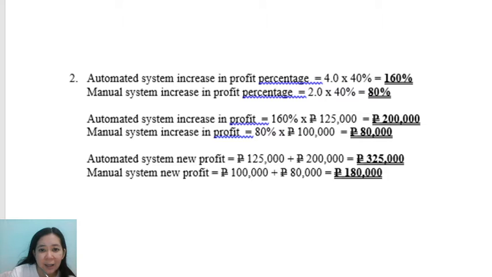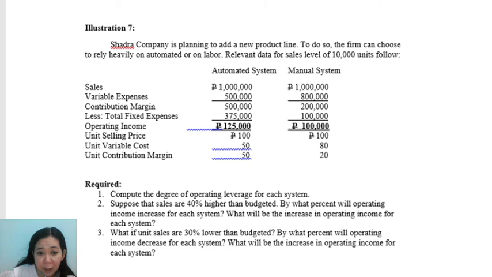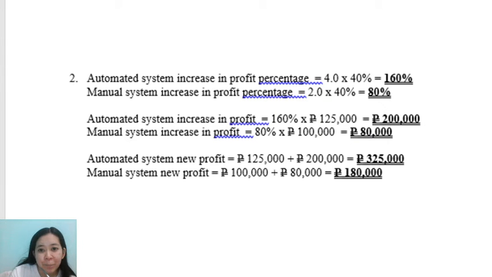Okay, second. For the second requirement, suppose that the sales are 40% higher than the budgeted. Meaning we will just multiply the increase by the result that we have for the operating leverage to get the difference or the change. So for the automated system, there is an increase in profit of 160%, and for manual, that's 80%.